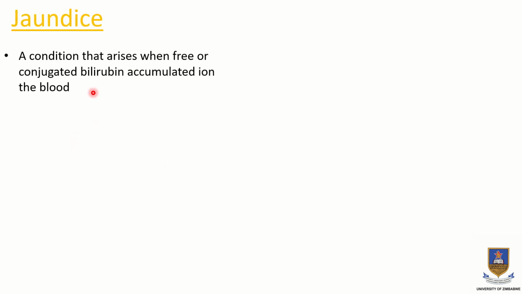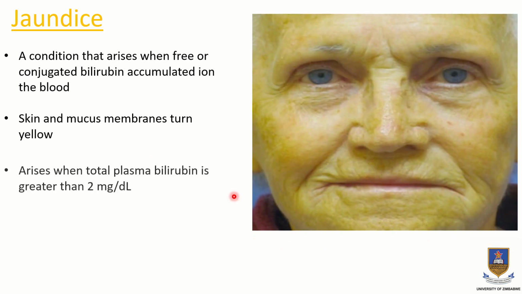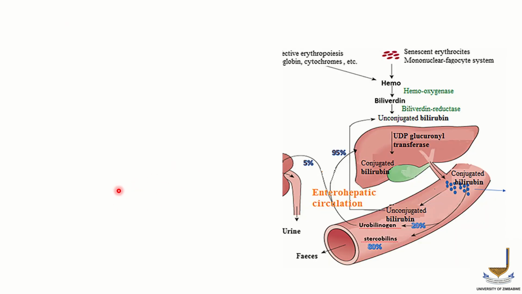Now, jaundice, right? It's a condition that arises when free or conjugated bilirubin accumulates in the blood. It causes the skin and the mucous membranes to turn yellow, as you can see in this diagram, and it arises when the total plasma bilirubin is greater than 2 milligrams per deciliter, right?